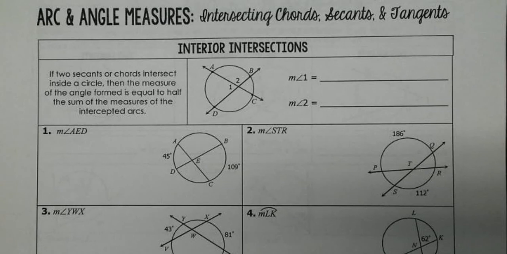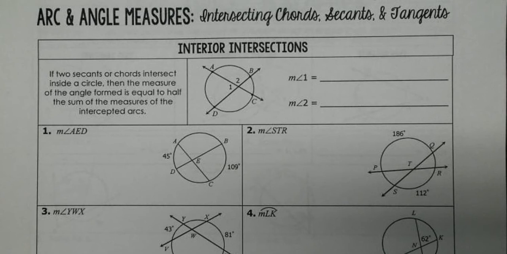Okay, so we are going to look and see what happens when we have intersections in our circle. We're going to have three different types of intersections. We're going to have interior, exterior, and then we're going to have intersections that happen on the circle. And they all three have different rules. So these are rules that would be very beneficial to memorize.